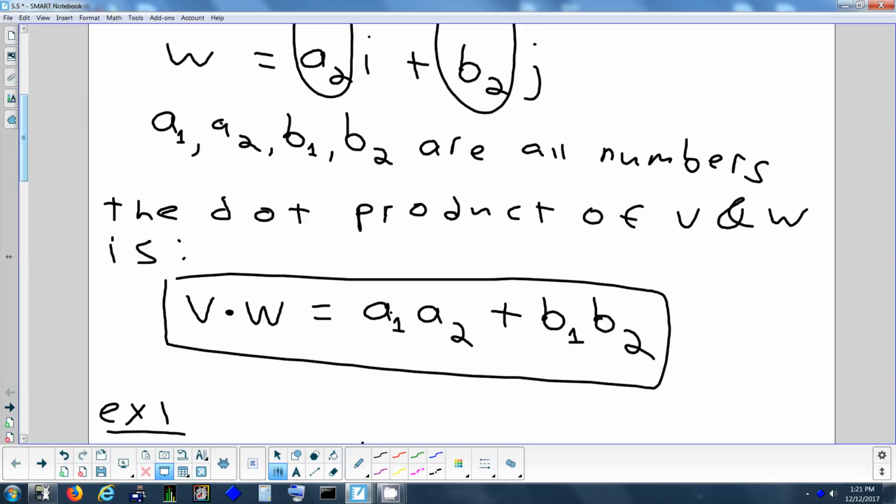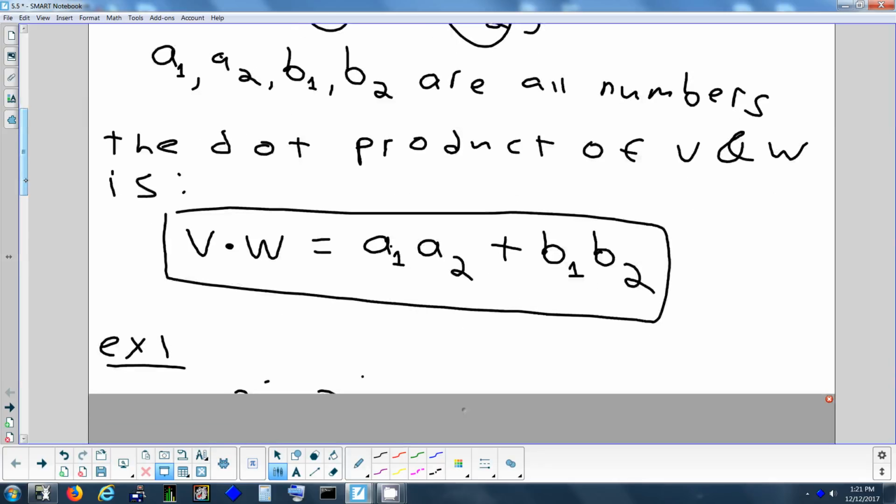You need a dot between the a1 and a2 too? No, because that's a number times a number. In the convention for writing a number times a number, you can just put them next to each other. You can put parentheses if you want, however you want to indicate multiplication.